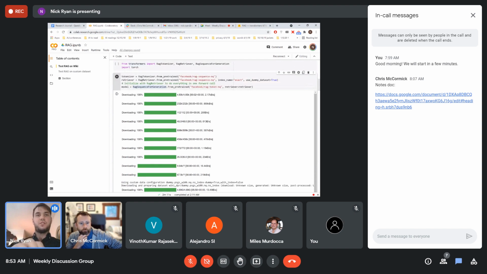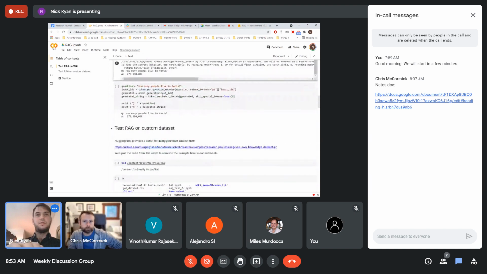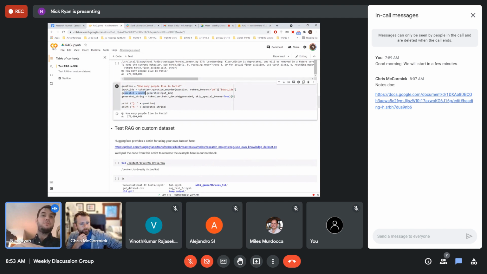So this is just generation code to show you, now that we have the model and the tokenizer and the retriever loaded, you ask a question, you have to ask the model to generate specifically, and then you get an answer. So how many people live in Paris? 270 million. Seems quite wrong. But this was their example.